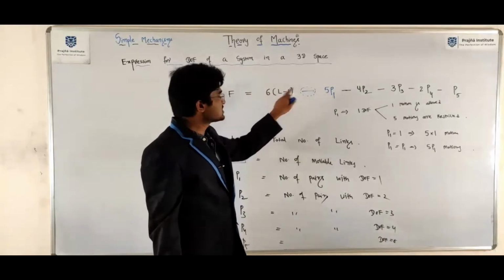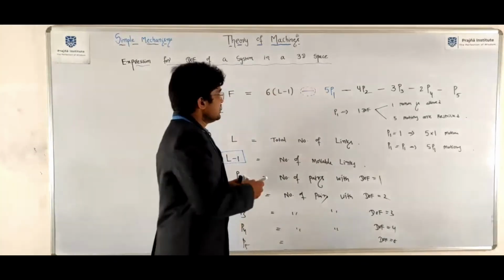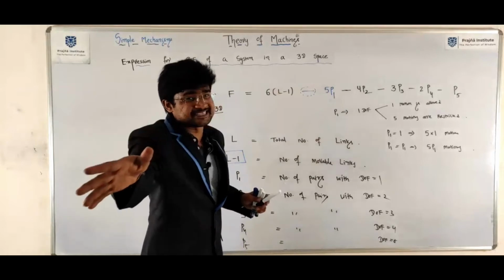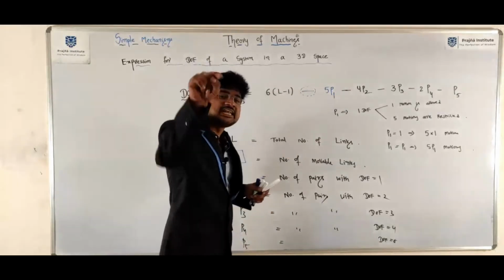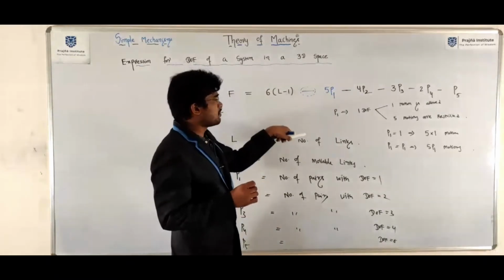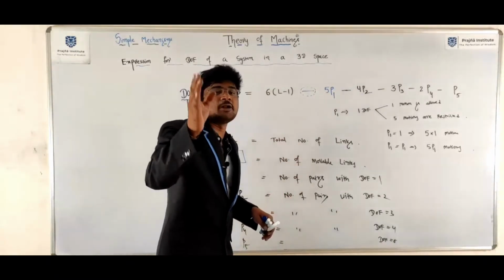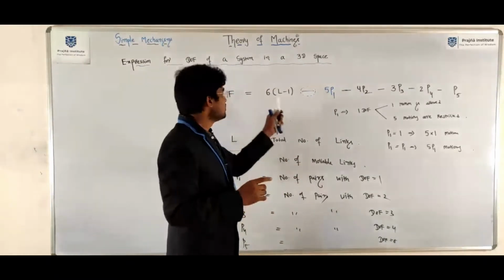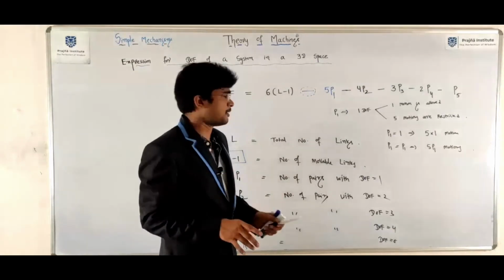That is 6 into L minus 1. L minus 1 mobile links are present in the space. Each link has 6 degrees of freedom. So 6 into L minus 1 is the total possible degree of freedom of L minus 1 mobile links.